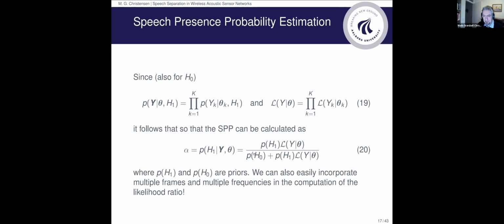And one thing I should note here is that we can easily incorporate multiple frames and multiple frequencies in the computation of the likelihood ratio. So we can incorporate more information if we want to, and we can study the effect of doing that and see if that helps us solve our problem.